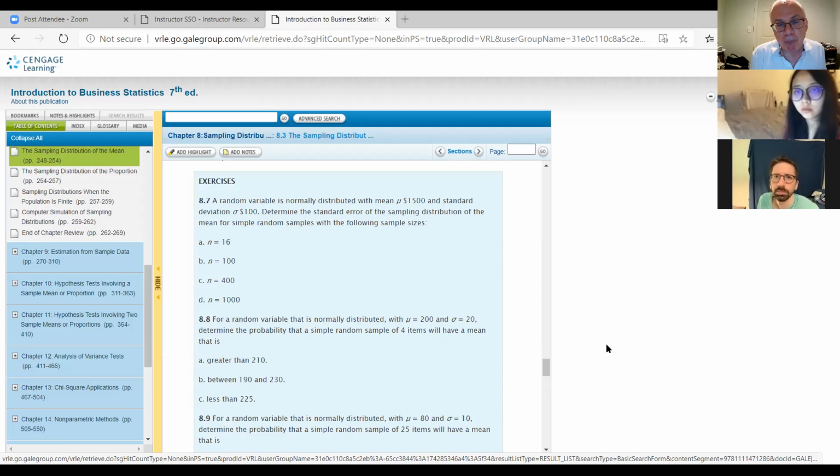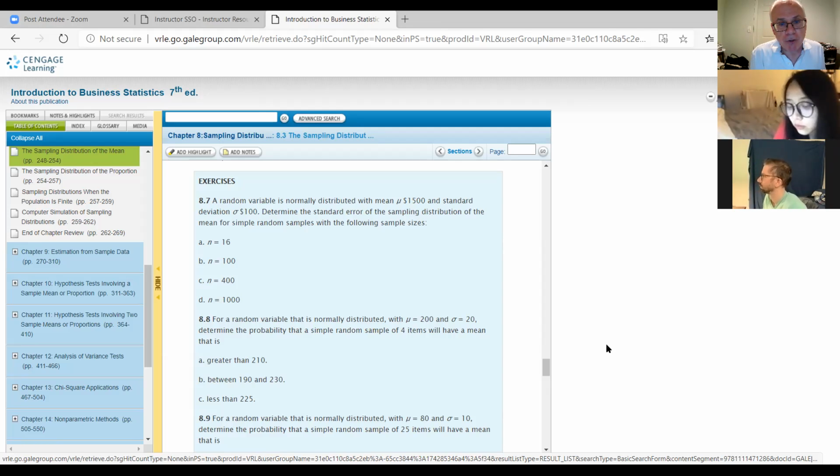Now, here is the rule. If the population is normally distributed, the sampling distribution of sample means is automatically normally distributed for any sample size. You could have 2 or 3, it doesn't matter. If the population is normally distributed, the sampling distribution is normally distributed. Once again, we could prove it mathematically, but we're not going to do that. Just assume that's true.